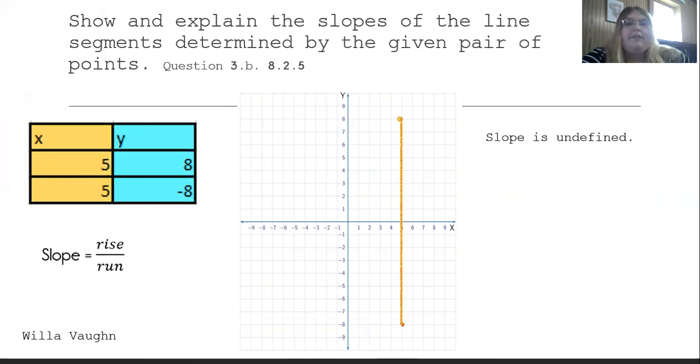So we're determining the slopes of the line segments determined by the given pair of points, just like the last one. But unlike the last one, this line has the same x values, which makes it just a vertical line. A vertical line's slope is undefined. It does not have a slope because there is no run to the points. So it's just a vertical line that's got no slope to it.